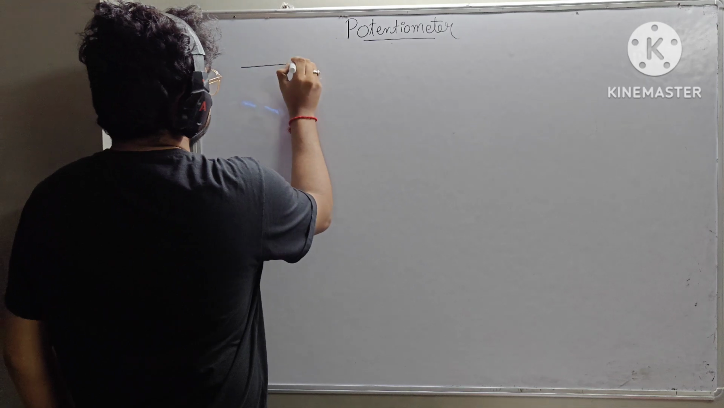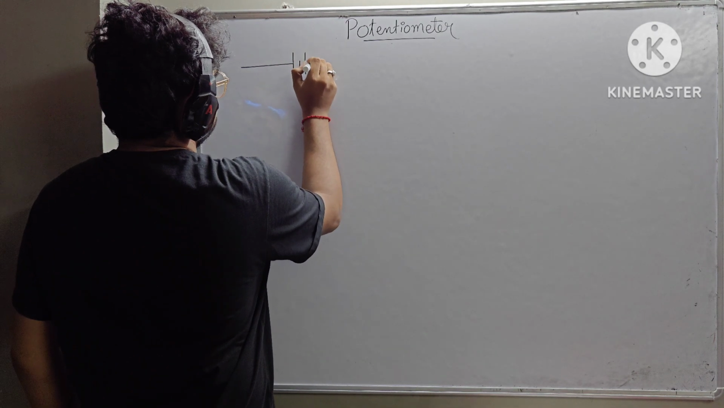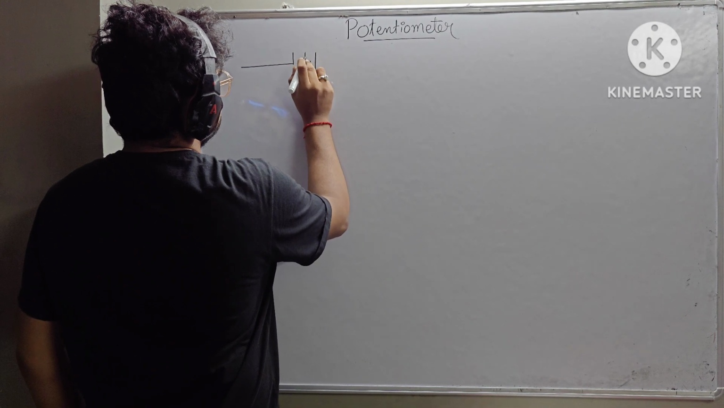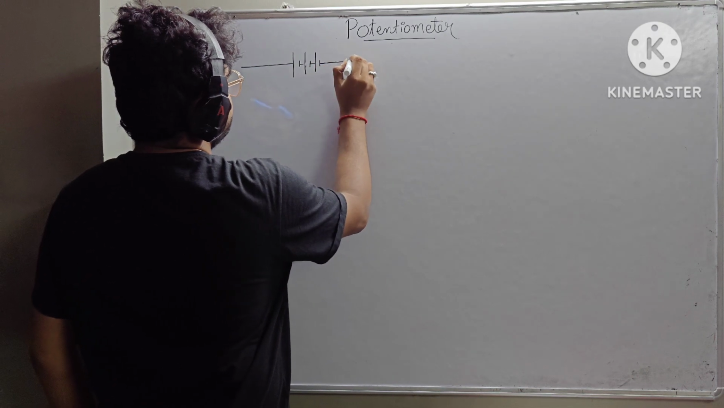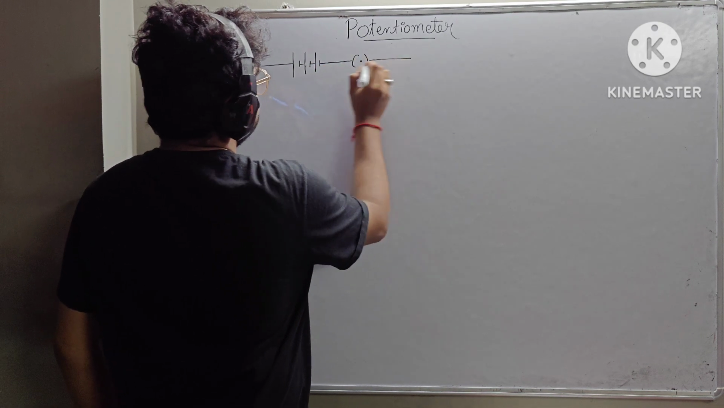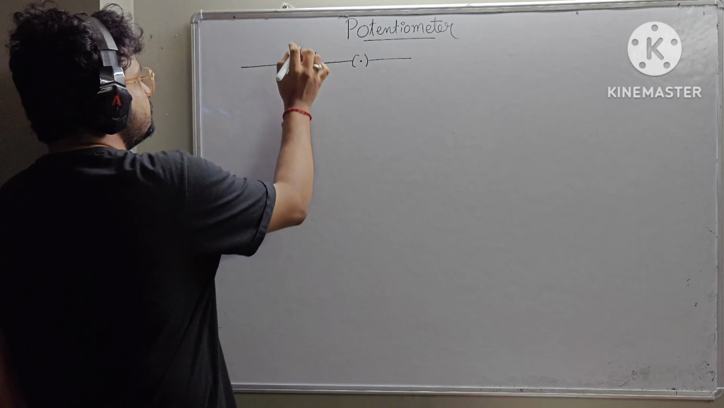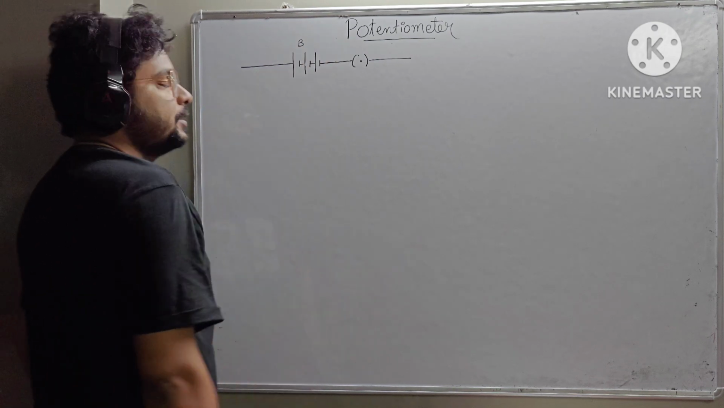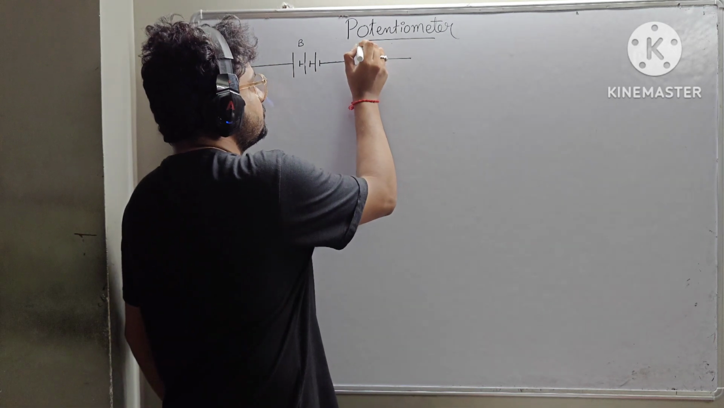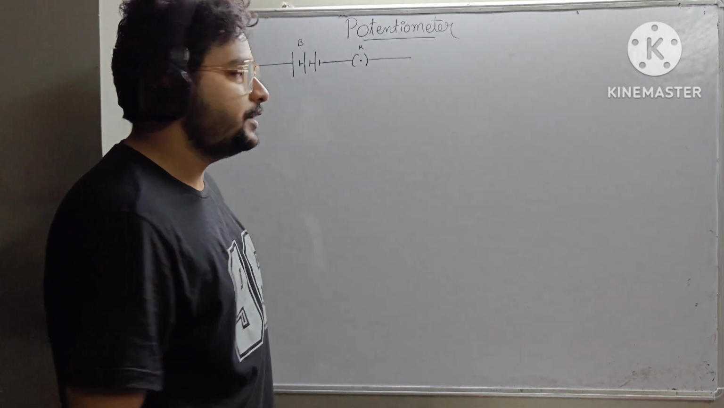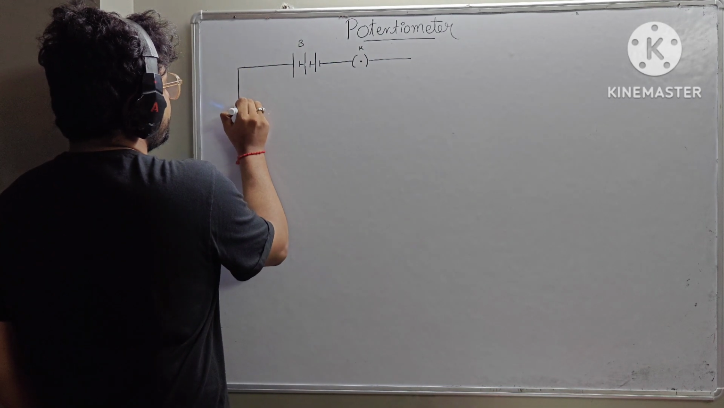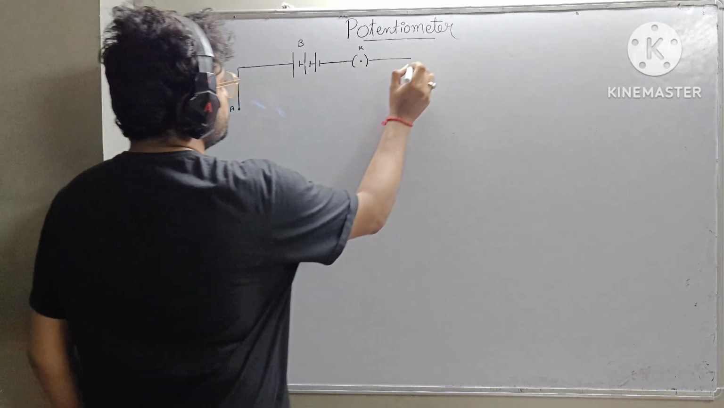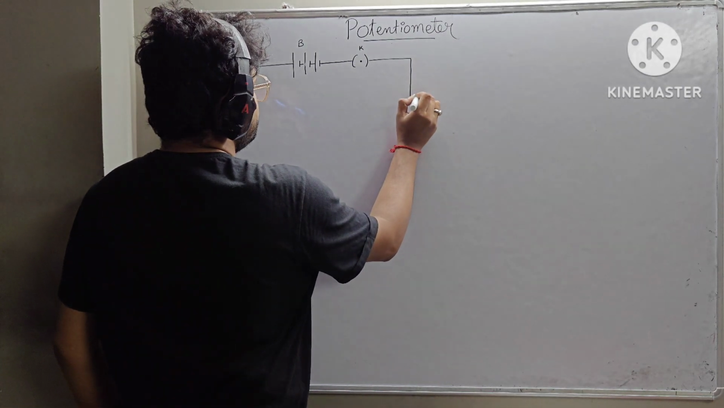So suppose I have a battery over here. This is a battery. I am drawing a very simple circuit. Suppose the name of the battery is B, and we have a switch over here called key. This is suppose point A. This is suppose point B.